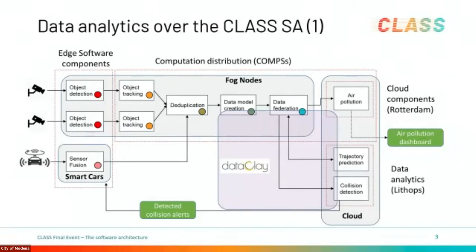And then at the Modena cloud, we also have the execution of the two different use cases. On one hand, we have the OpenWhisk cluster executing the list of tasks of trajectory prediction and collision detection, which then generate the alerts. And we also have the air pollution use case that is executed over the cloud components. This transfer of data from the fog nodes to the cloud is handled by the dataClay.